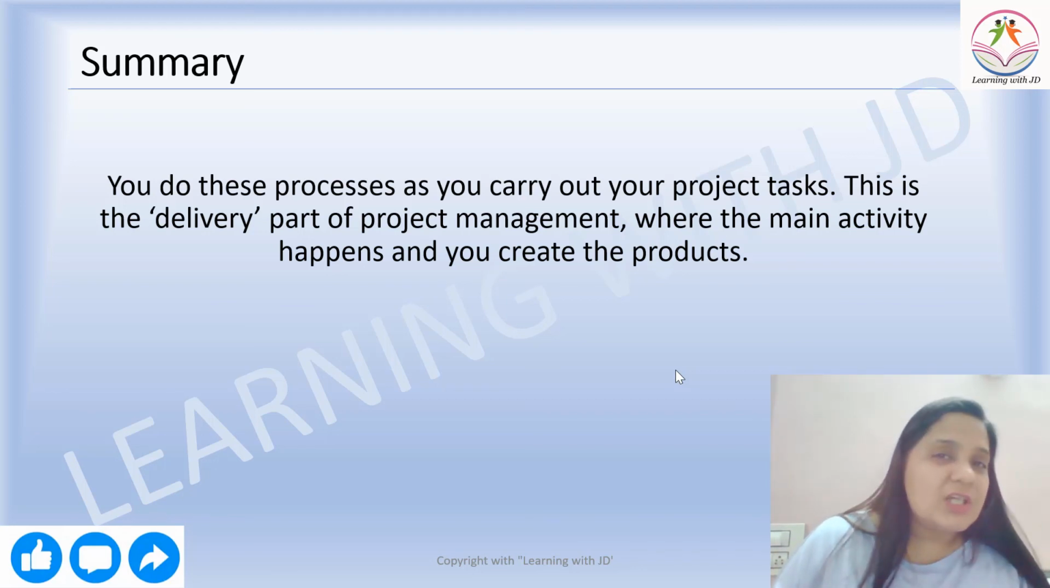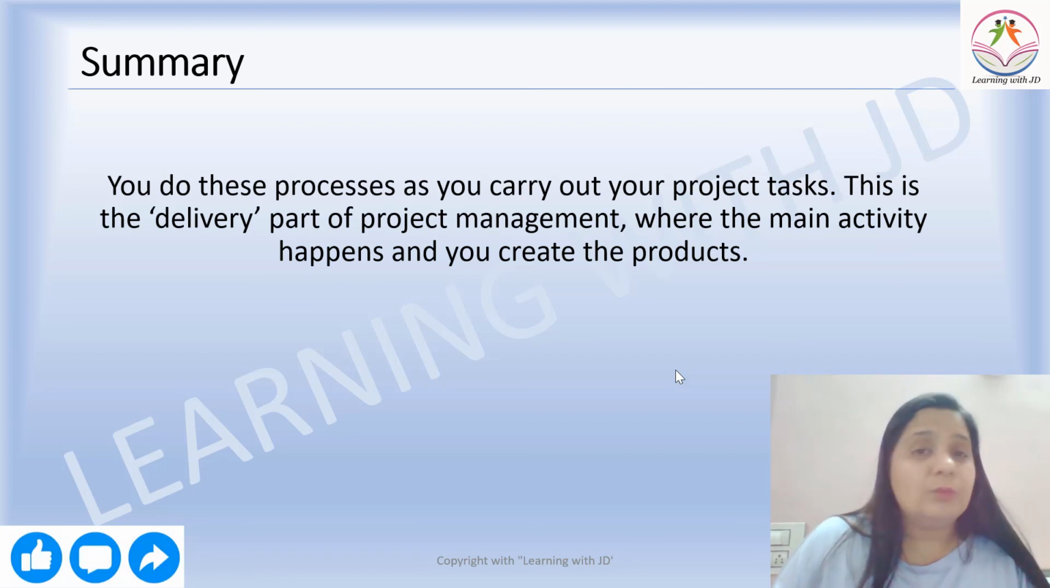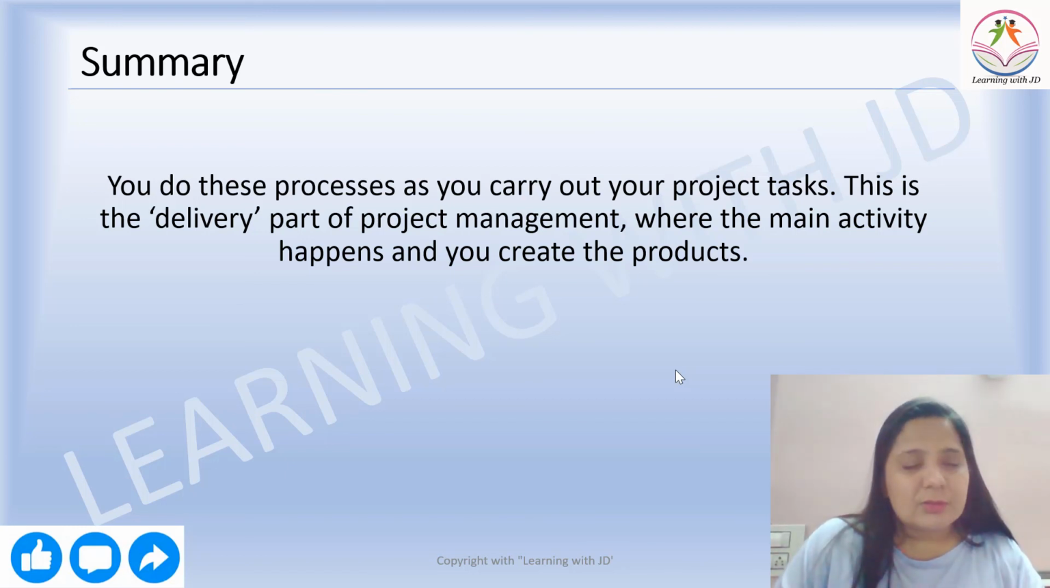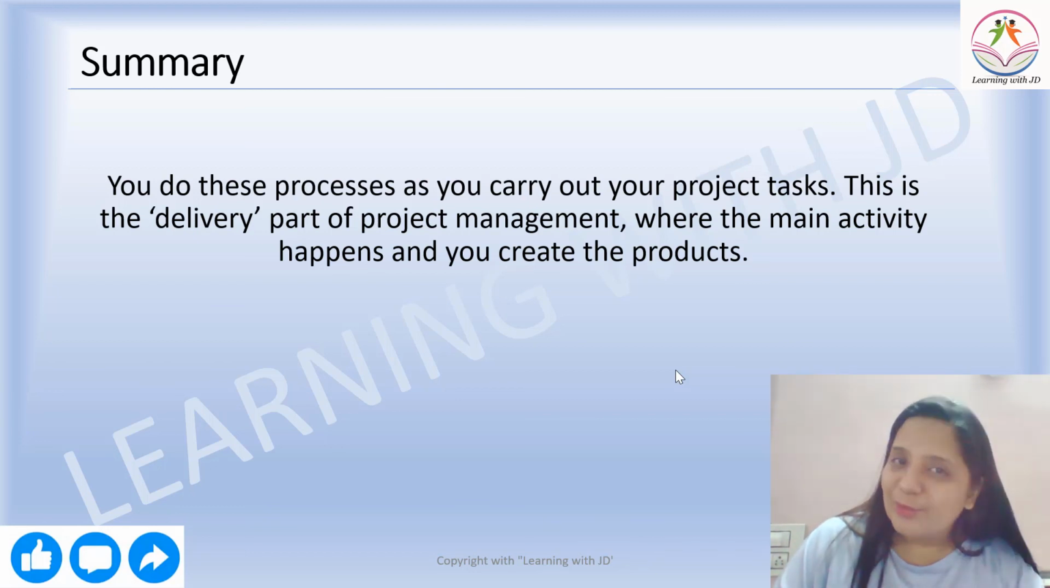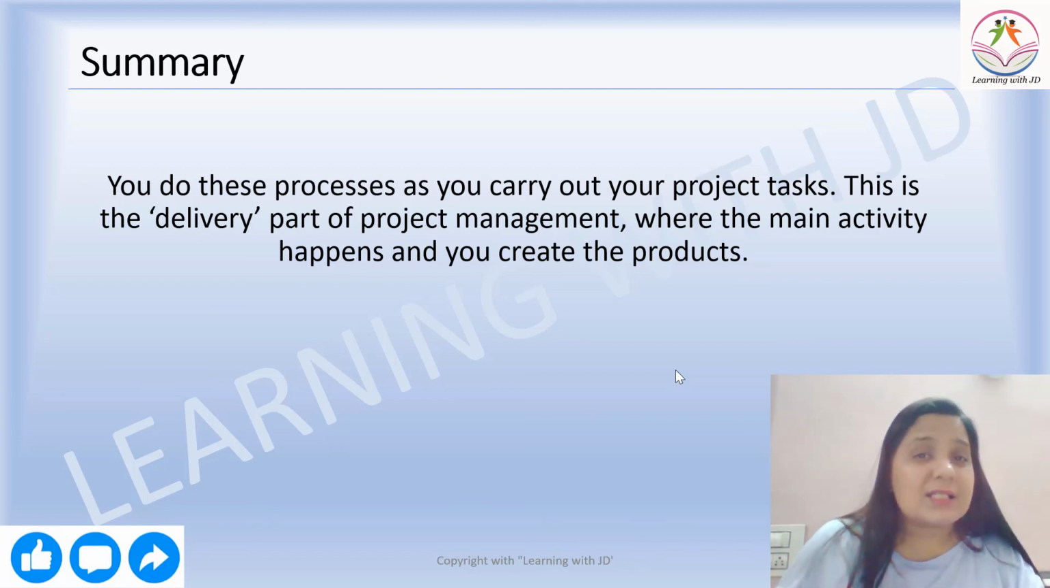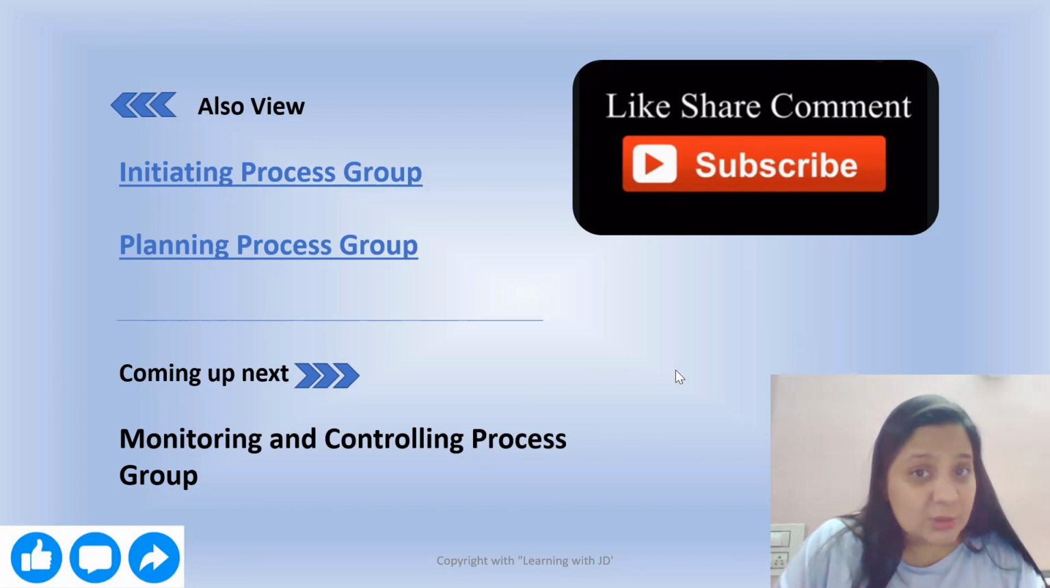The first part was initiating, where you were just starting the project. The second part was planning, where you were planning how you will do the project. Now is the delivery part of the project, where you are actually doing the work mentioned in the project management plan and the project documents, where the main activity happens and you create the product. So remember, it is the delivery part of project management where the main activity happens and you create the product. Alright, so that's about the executing process group.